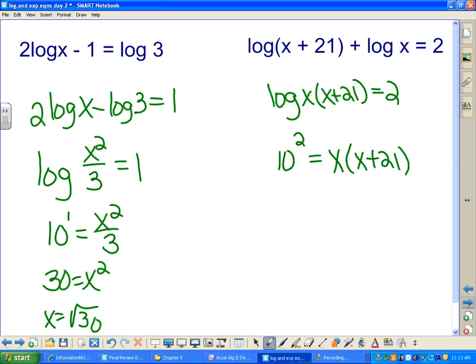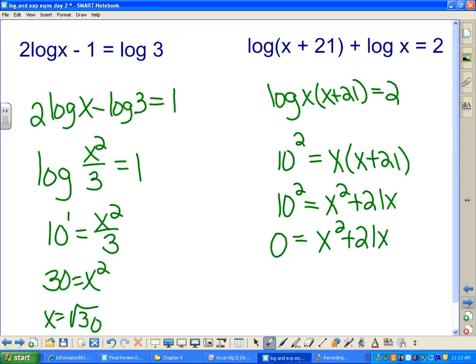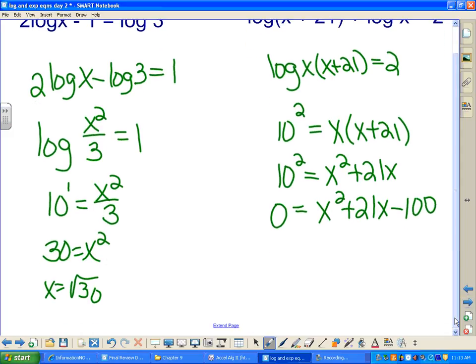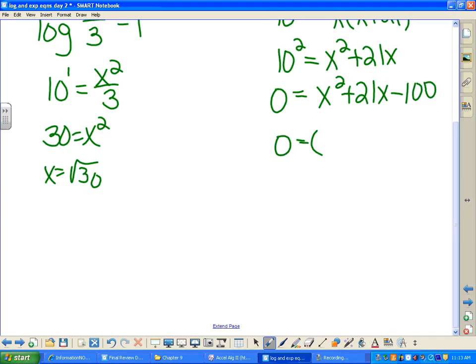Okay, and some of you have already distributed, and that's fine because you're going to need to distribute. Okay, so since it's an x squared equation, you have to do what with it? Set it equal to 0 and try to factor it. This will be minus 100. All right, so if it factors, it's going to be x and x, right? And it's going to be a plus and a minus. Plus 25 and a minus 4. That means x could either be negative 25 or positive 4.